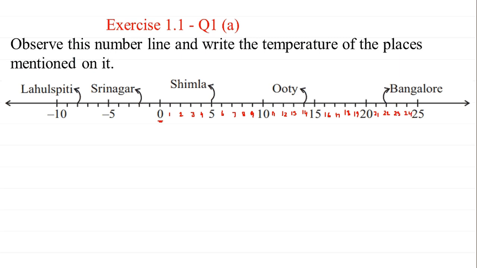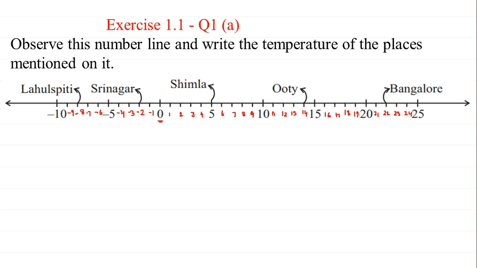Now start from the left hand side of 0. This is 0. Left hand side would be negative numbers. So let's start. This would be minus 1, minus 2, minus 3, minus 4, minus 5 is given. Now it's minus 6, minus 7, minus 8 and minus 9. Minus 10 is already given.